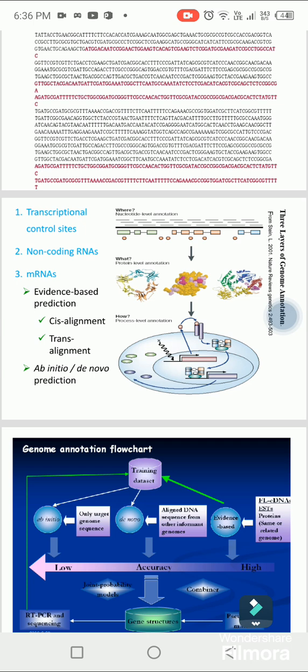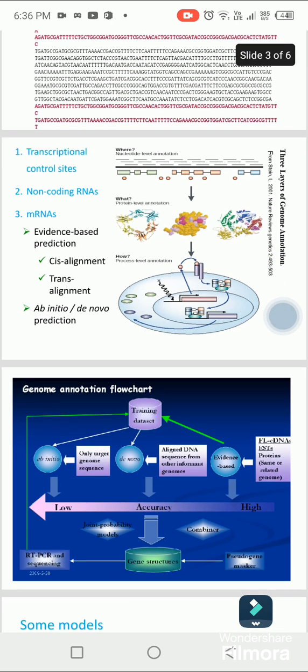What? Protein level annotation. How? Process level annotation. Three layers of genome annotation, from Stein L., 2001, Nature Reviews Genetics, and evidence-based prediction, cis alignment, trans alignment, ab initio or de novo prediction.